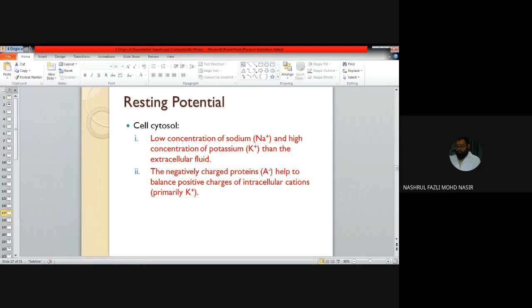The negatively charged proteins help to balance positive charges of intracellular cations. So this has two things. First of all, this is more on the chemical, the chemical gradients, and this one is more on the electrical. So it has the concentration of the ions, and this one is about the charges, whether it is negative or positive. The cells want to be as neutral as possible. This is nature. We want to be neutral. We always want to be neutral.